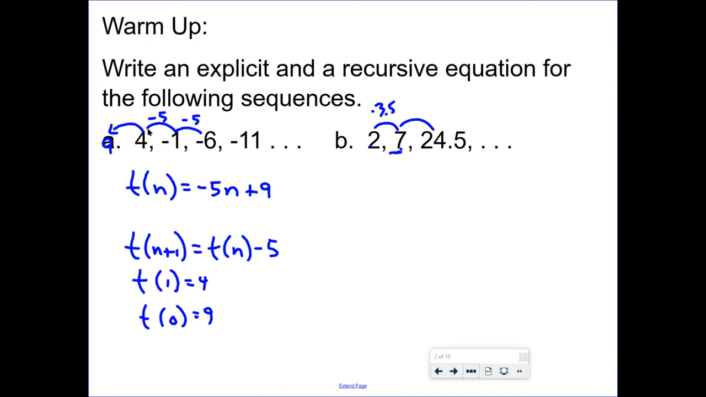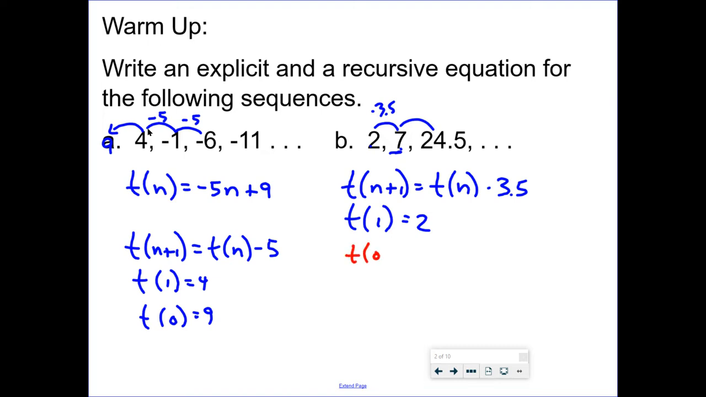So this time let's focus on a recursive sequence first. T of n plus 1 equals T of n times 3.5, where T of 1 would be 2. Now, if you wanted to, you don't have to, you could do T of 0 instead. And you're like, whoa, wait, how do I do that? What is 2 divided by 3.5? Because we have to go the other way around, right?